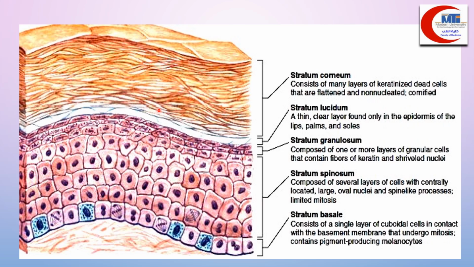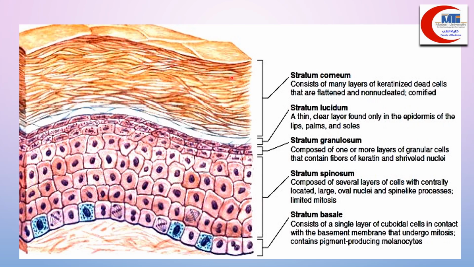Stratum lucidum, which is present only in thick skin, appears as a thin, clear, homogeneous layer formed of flat cells with no nuclei or organelles, and cells attached by desmosomes, and still contain intermediate filaments, keratin tonofilaments, and also contain eleidin granules derived from the keratohyaline granules.